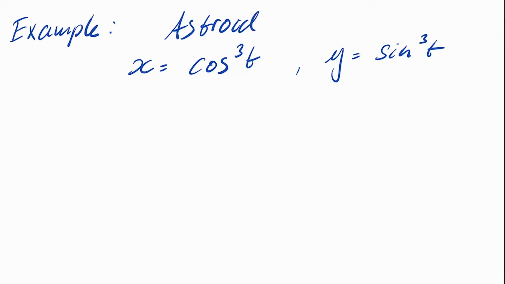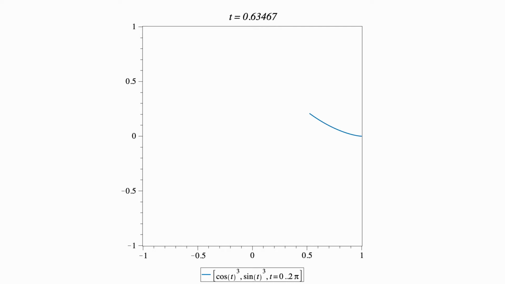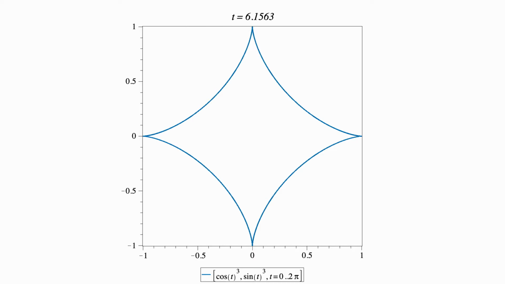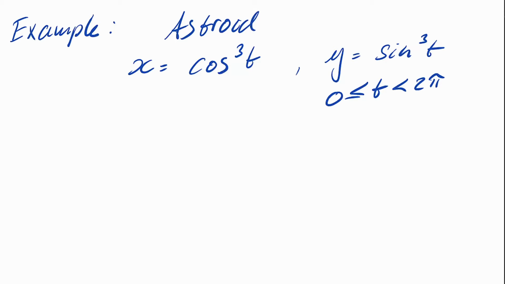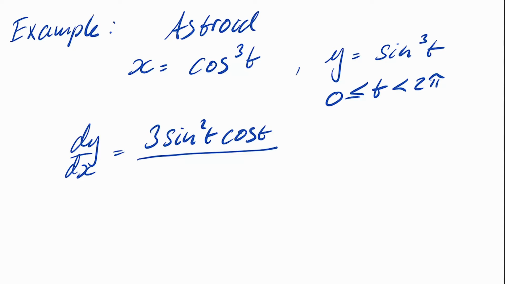Let's have a look at some other examples. Let's have a look at a curve called the asteroid, which is x equals cos cubed t and y equals sine cubed t. This traces out this star-shaped pattern as t increases from 0 to 2 pi. We can find the derivative along this curve as just dy by dt, which is 3 sine squared t cos t, divided by the derivative of x with respect to t, which is 3 cos squared t times minus sine t. And that simplifies to minus tan t.